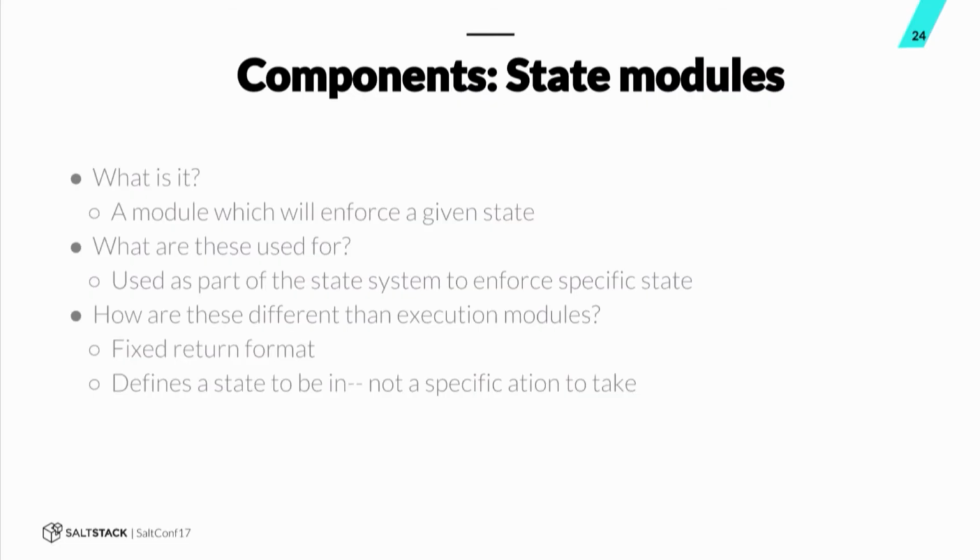So the big things that are different between it and the regular execution modules is there's a very fixed return format. You'll actually get errors if you try and return something that doesn't fit. And this defines a state that needs to be in, not a specific function to do. The reason is because we need to use the returns from this in the state compiler to determine requisites and those sorts of things. So that's why the hard constraints. So best practices with this: once again, clear docs, not too magic, and then this Unix philosophy thing.